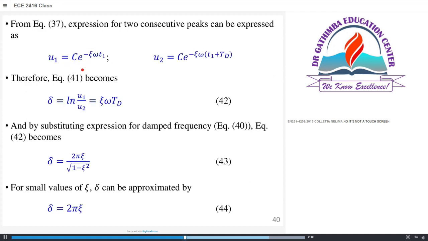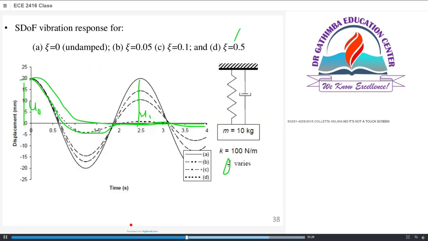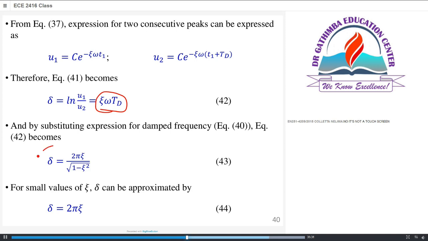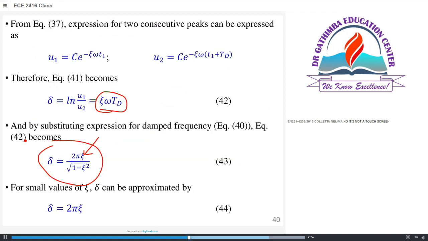So this is the expression. If you substitute this value here and this U2 here, you are going to be left with this expression. And again, by substituting the expression for damped frequency, equation 40, TD is equal to 2 pi over omega times the square root of that, you are going to be left with this expression for the logarithmic decrement. So once we know the damping ratio, the C over C critical, we can estimate the logarithmic decrement.